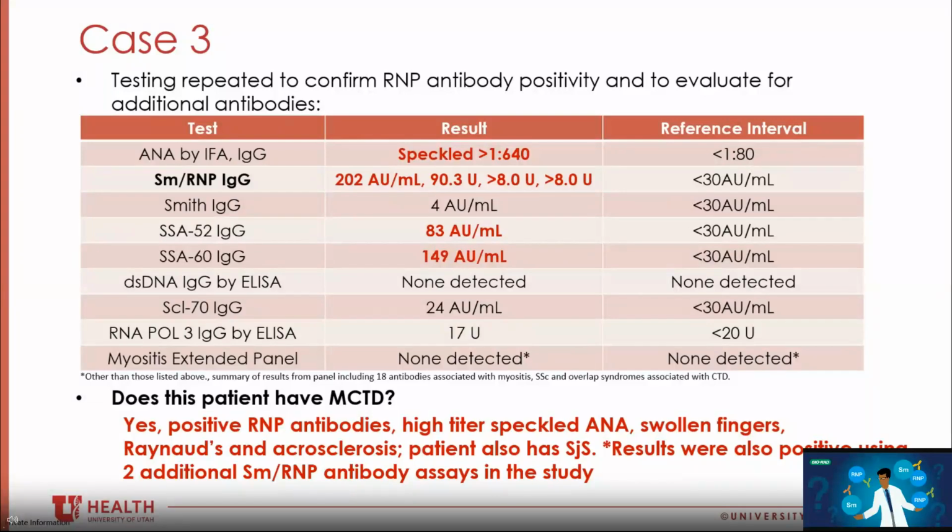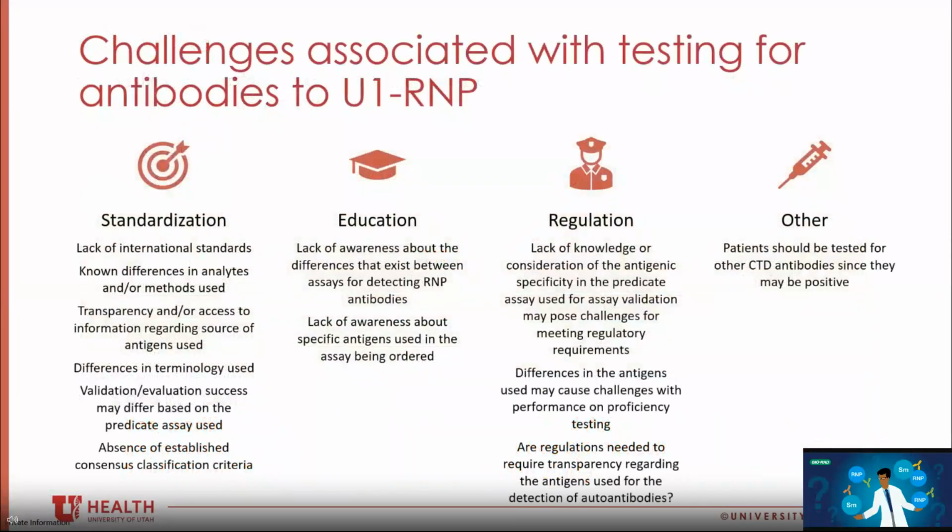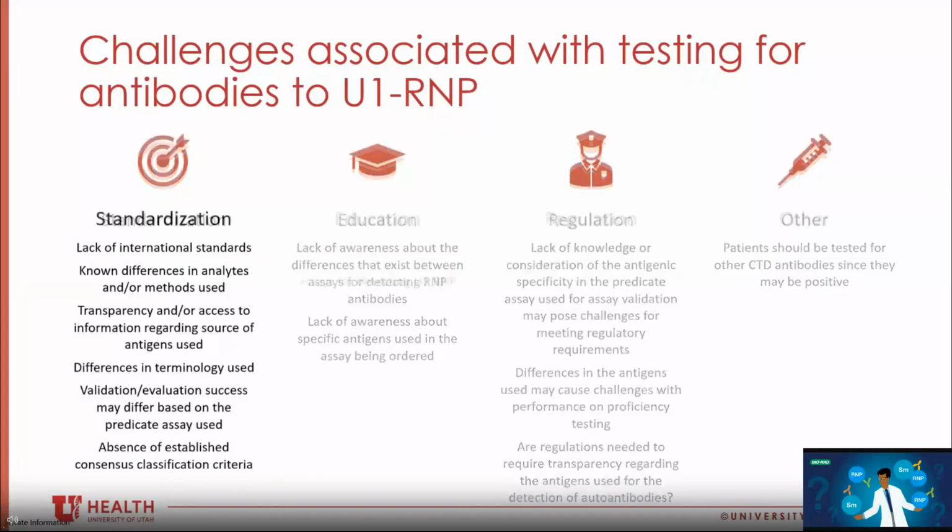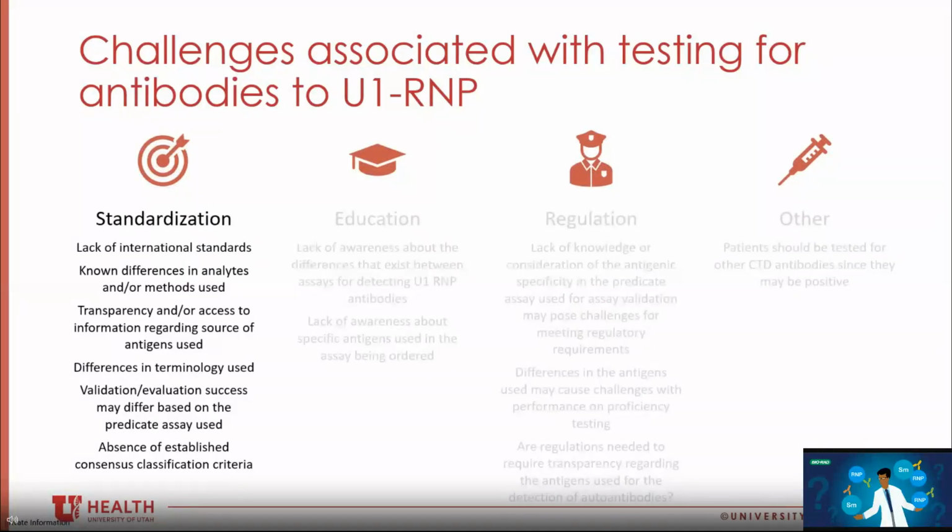Multiple challenges exist with regard to testing for antibodies to U1-RNP, some of which have been discussed earlier in this presentation. With regard to standardization, some of the challenges associated with testing for antibodies to U1-RNP include the lack of international standards for the different antigen preparations, known differences in antigens and/or methods used, issues with transparency and/or access to information regarding the source of antigens used, and differences in terminology used.